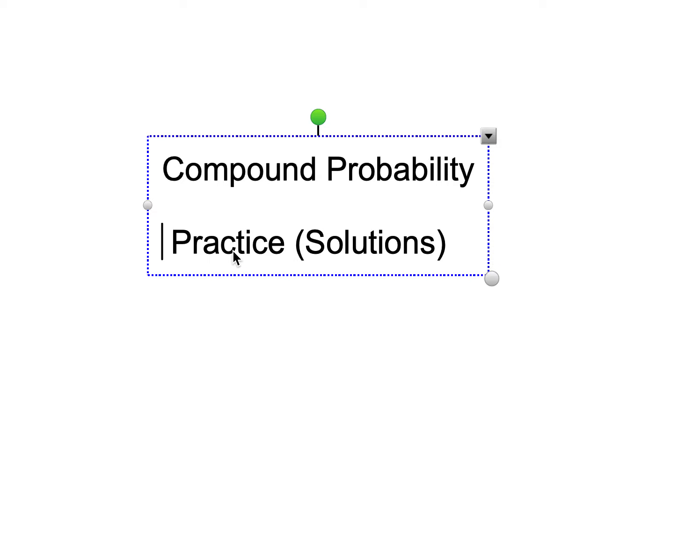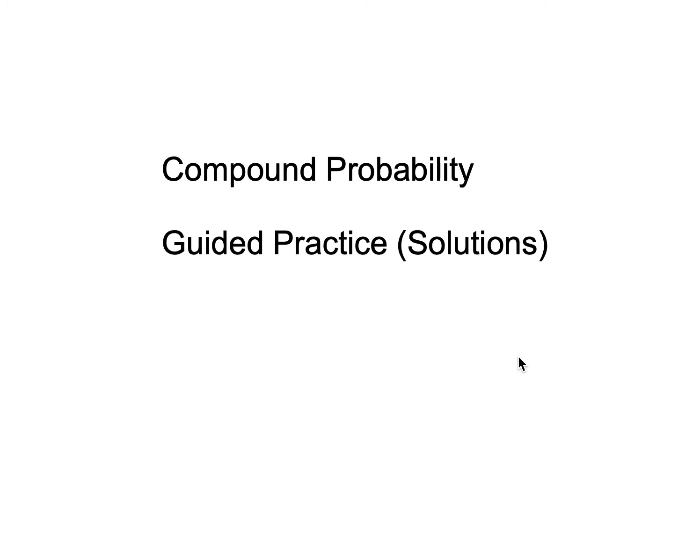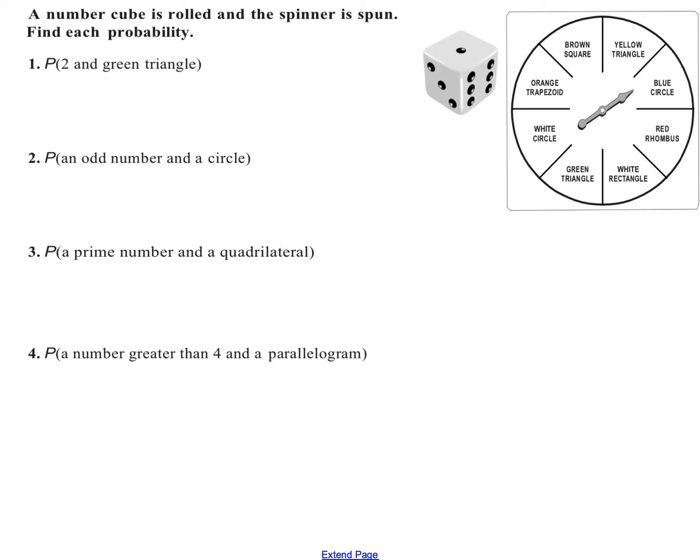Alright, this is the compound probability guided practice. The intent here is that you print out the worksheet, you try the first problem, and then you watch the solution. Then you pause the video, try the next problem, unpause the video, watch the solution, and continue on with this so that you get some practice where you know whether you got it right or wrong immediately. If you go through and do it that way, you're going to learn a lot and gain many skills.